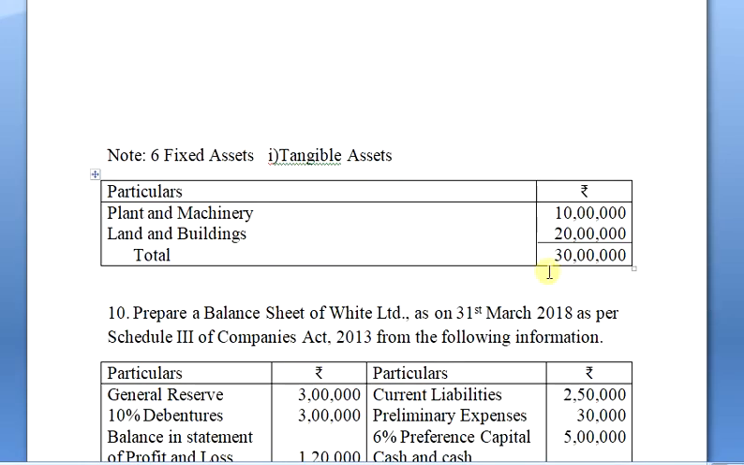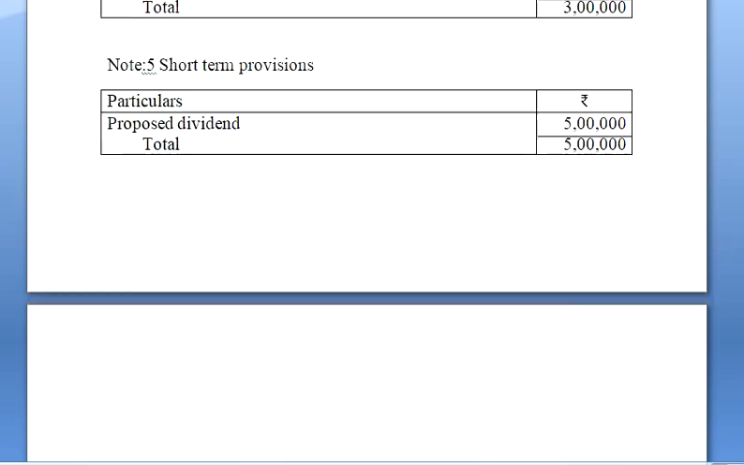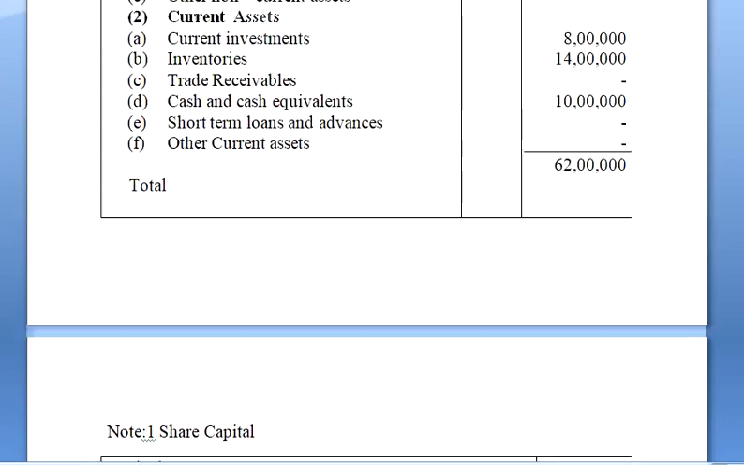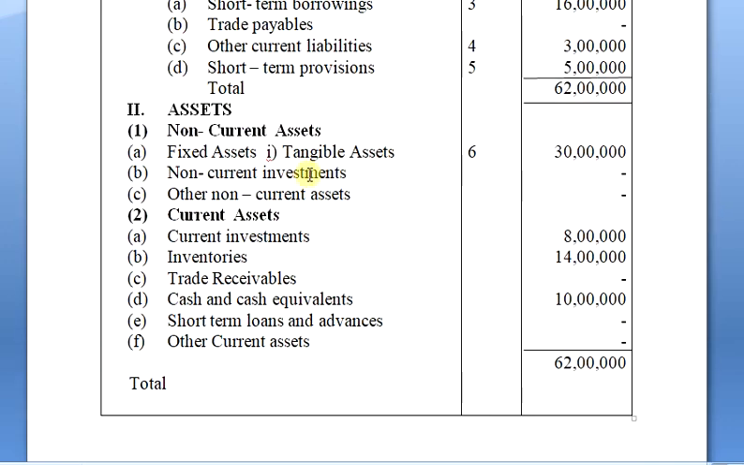See here, note number 6, fixed assets, that is tangible asset, particulars rupees: plant and machinery 10 lakhs, land and buildings 20 lakhs. Total it becomes how much? 30 lakhs. So this 30 lakhs we have taken under the asset side, my dear students. So non-current assets, under that fixed assets, tangible assets, note number 6 is 30 lakhs. Non-current investment is nil, other non-current assets is nil.